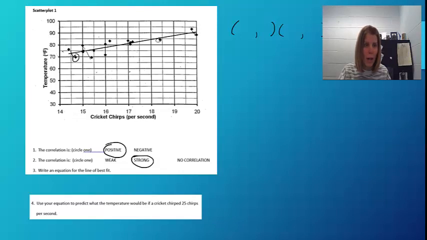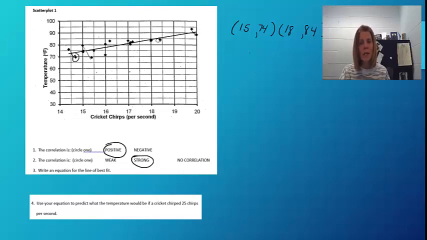It's not quite up to 75, but it's pretty close. So I would label that point as (15, 74). Okay, and then I'm going to find another one that is on the line, and I'm going to pick this one right here. And that one would be 18, and again, it's not quite up to 85, so I'm going to say it's 84. Okay, so those are the 2 points that I pick. It doesn't matter which points you pick as long as they're on the line.